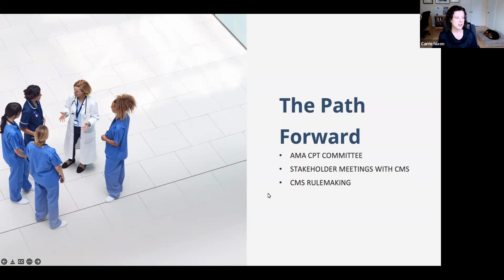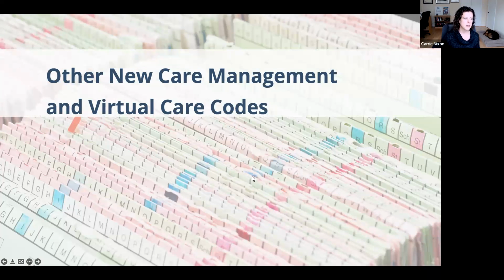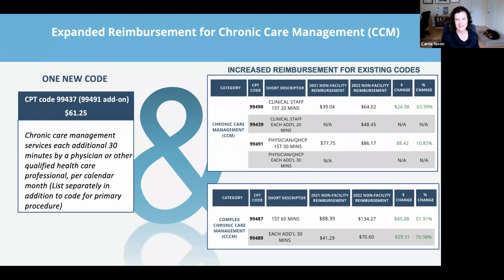And Kaitlyn's going to turn the conversation away from RTM right now and towards other new care management, virtual care management codes that also appeared in this year's rule. Yes. Thank you. Okay, so if you are familiar with CCM and PCM, you may already know about some of the things I'm about to touch on here.